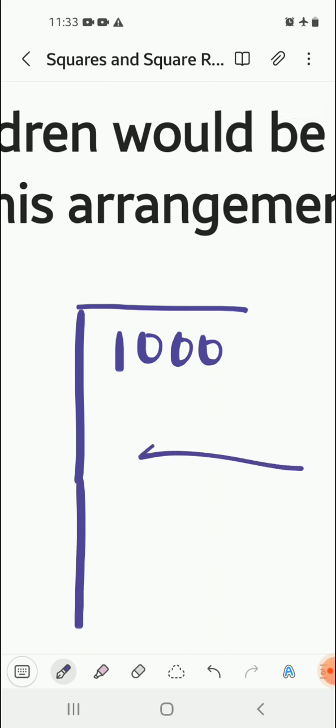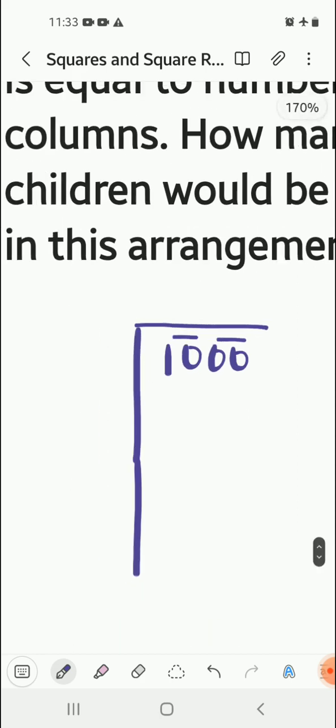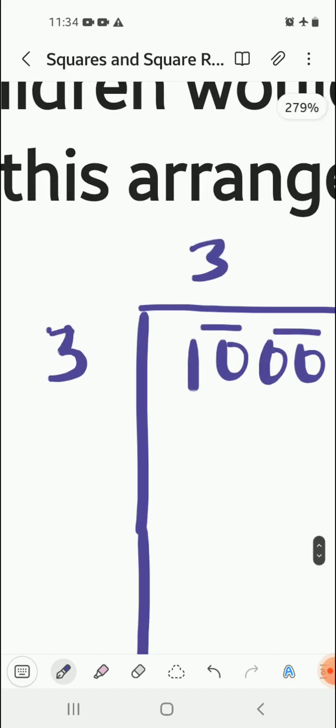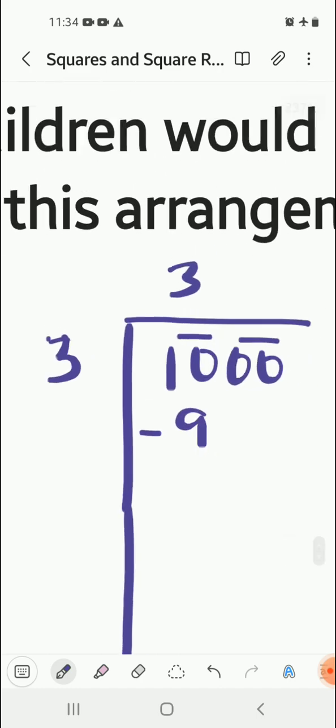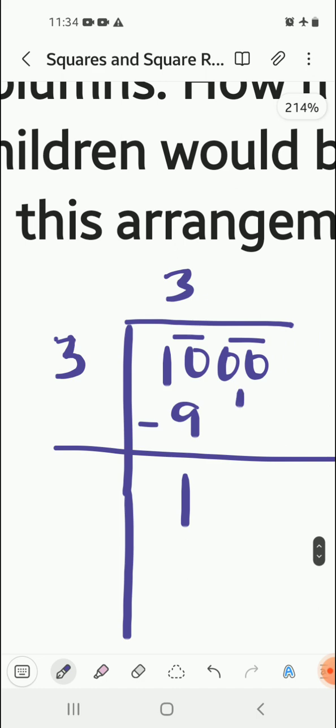We will make pairs starting from the right and moving towards the left. So the first pair and the second pair. Now the first pair that we have is 10, and the square closest to 10 is 3. 3 into 3 is 9. Subtract. We get 1. The next pair moves down.